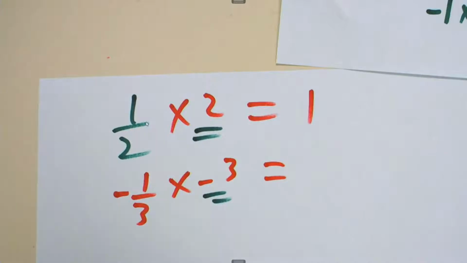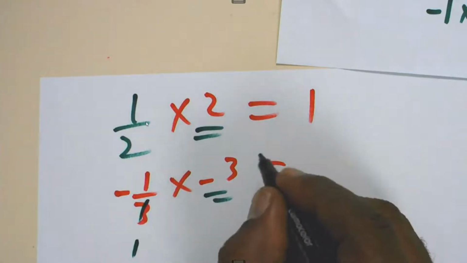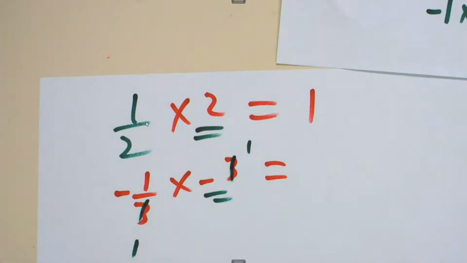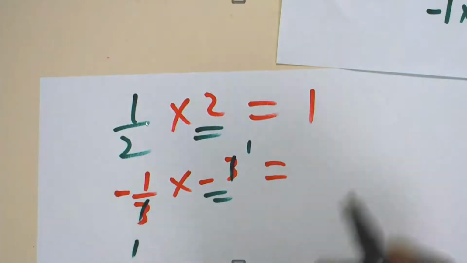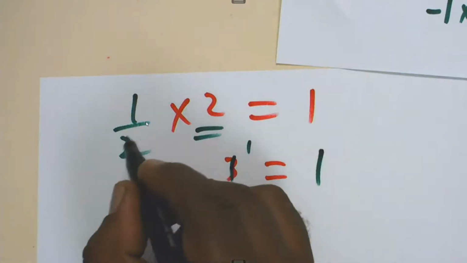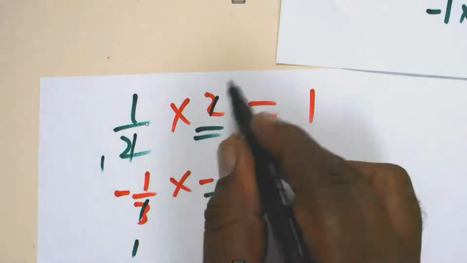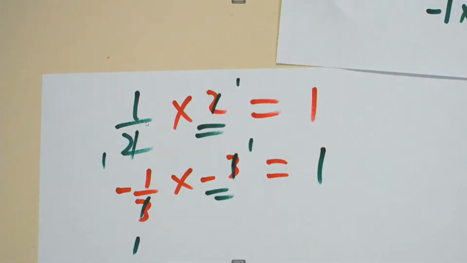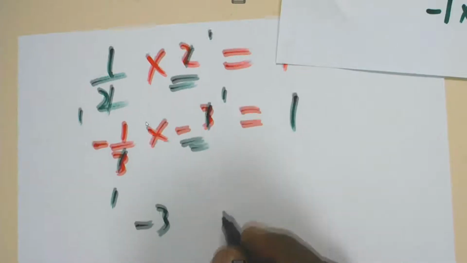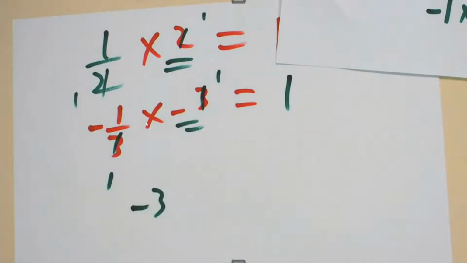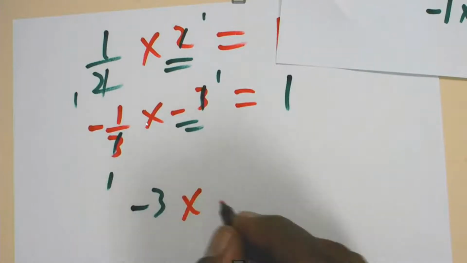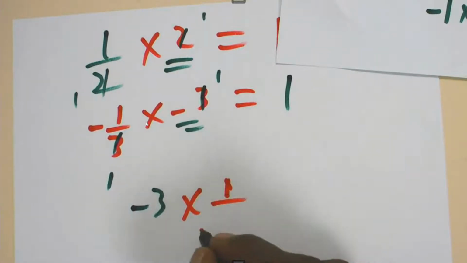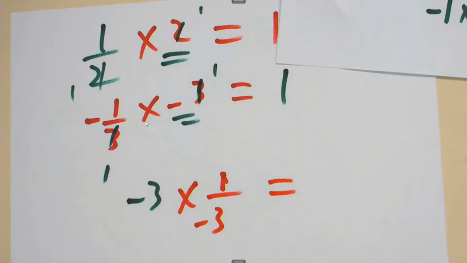How many 3s into 3? 1. So negative 1 multiplied by negative 1 gives you positive 1. How many 2s into 2? 1. So that is what is called a multiplicative inverse. If you want to see negative 3, what do you multiply negative 3 with to get positive 1? You are going to multiply it with negative 1 over 3. That's what is called a multiplicative inverse.